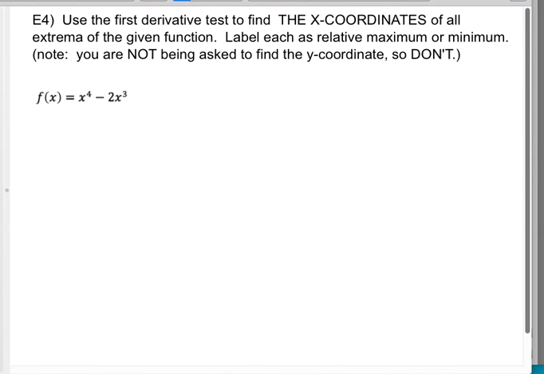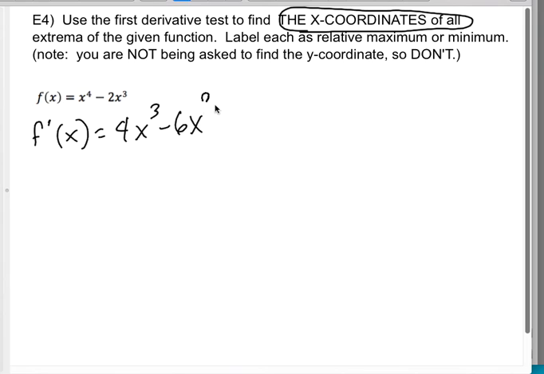All right. So in this case, I'm only asking you for the x coordinates of all of the extrema. I just want to know if it's a max or min. I'm not asking you for the y coordinate, so I don't want you to find it. So f prime of x is going to be a 4x cubed minus a 6x squared, right? So f prime of x, if you choose to factor, I would suggest that you take out a 2x squared and you're left with 2x minus 3.